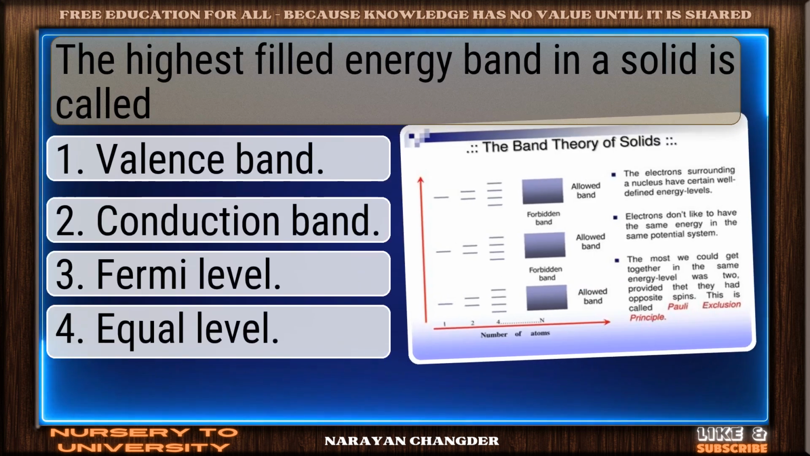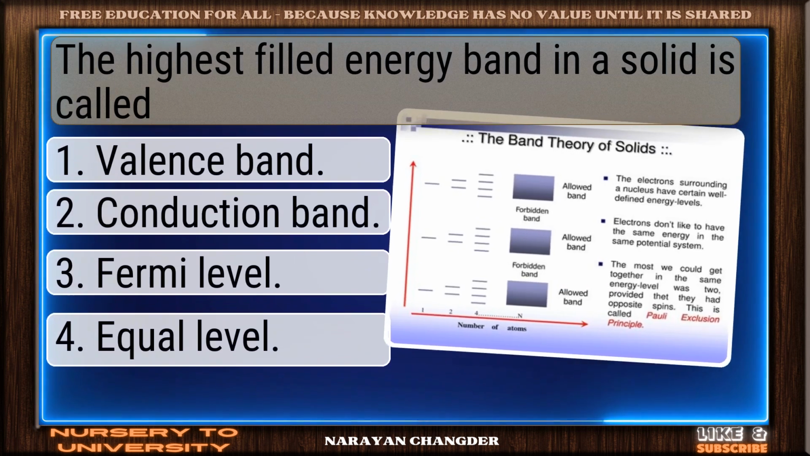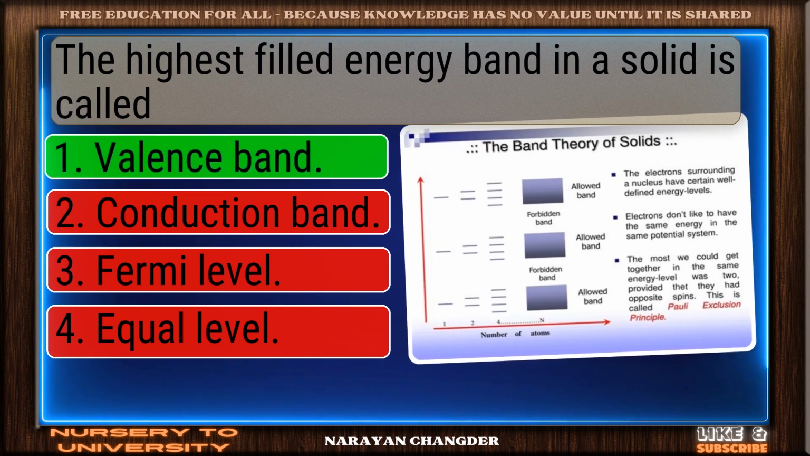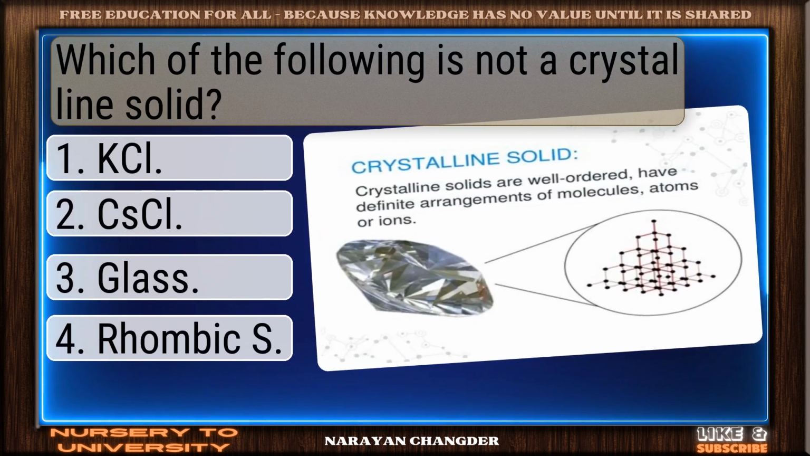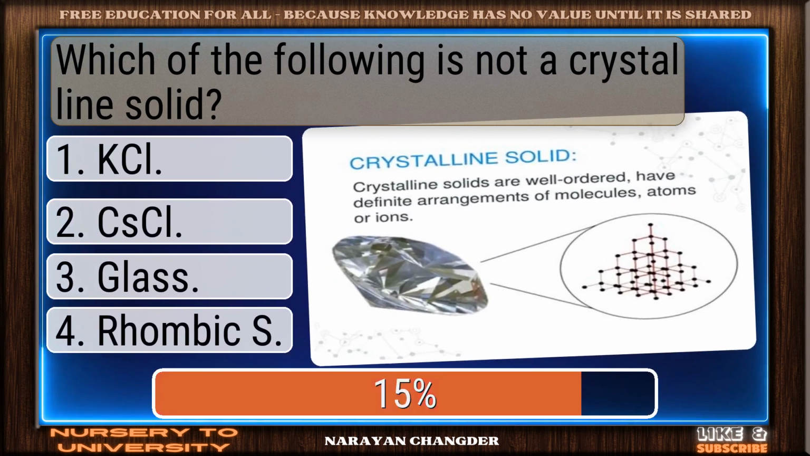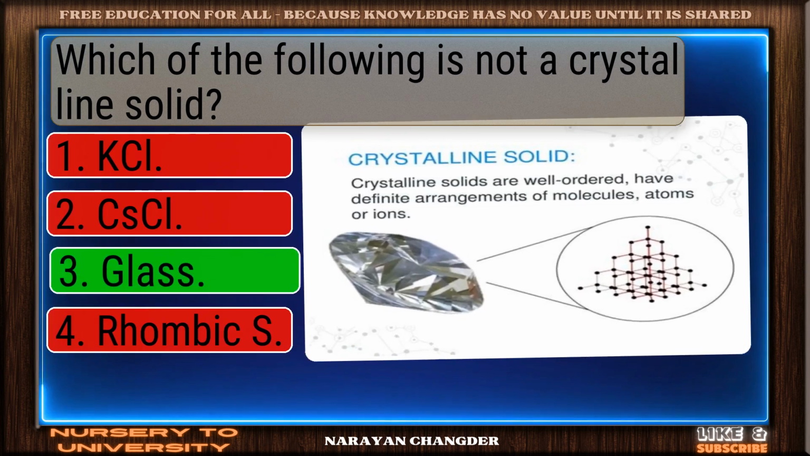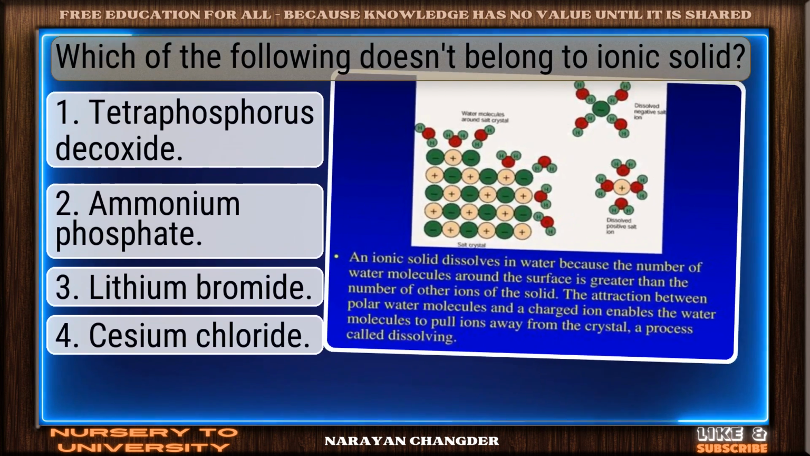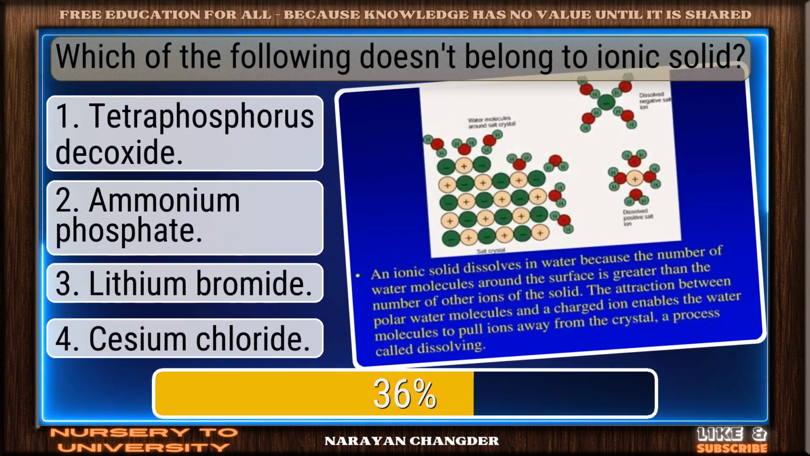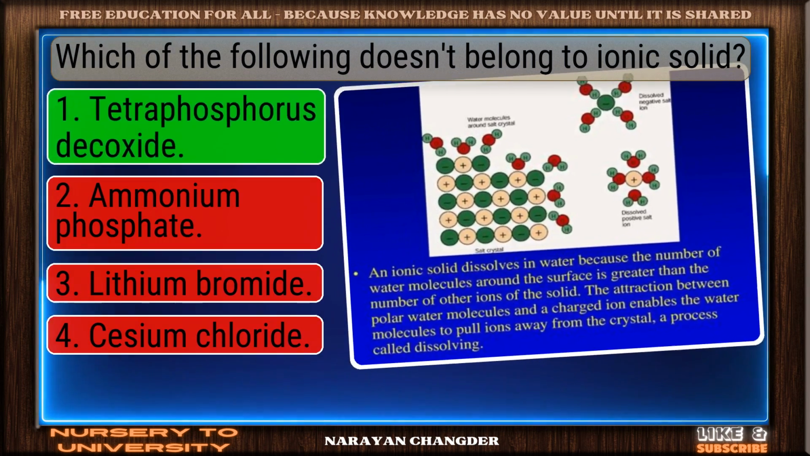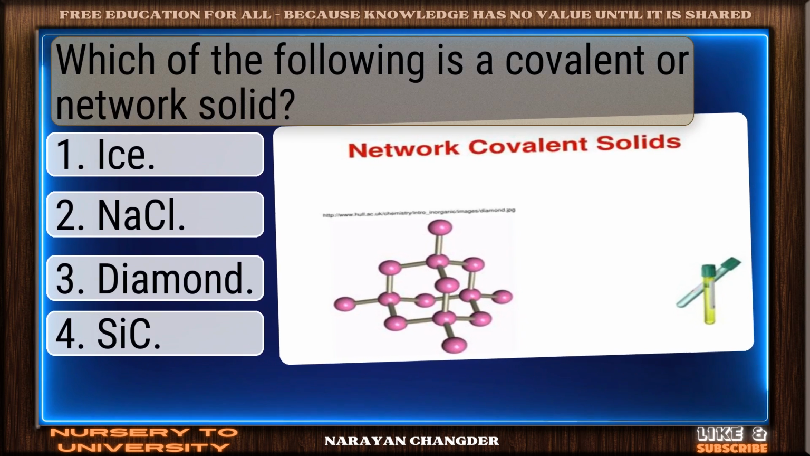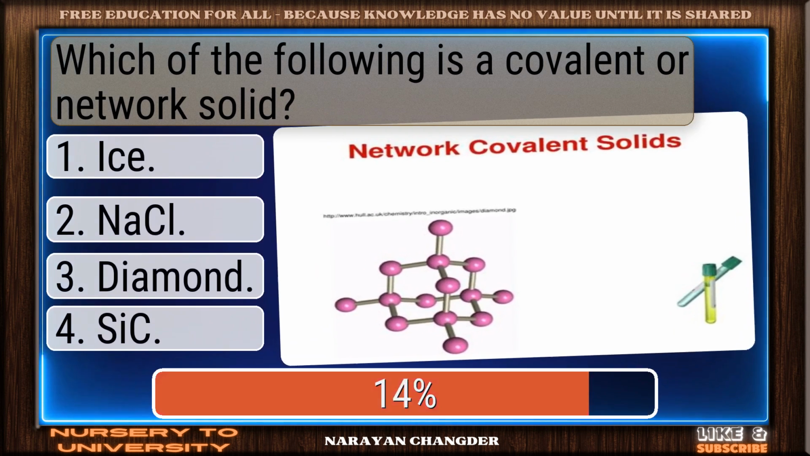Anisotropic. The highest filled energy band in a solid is called. That's accurate, valence band. Which of the following is not a crystalline solid? Confident and correct, glass. Which of the following doesn't belong to ionic solid? Solid response, tetraphosphorus decaoxide. Which of the following is a covalent or network solid?